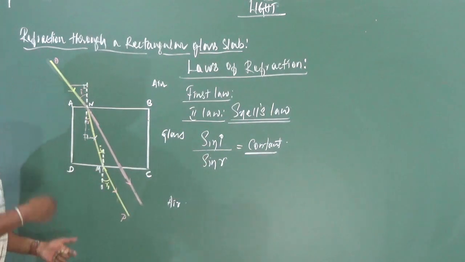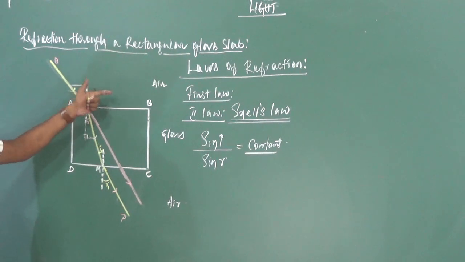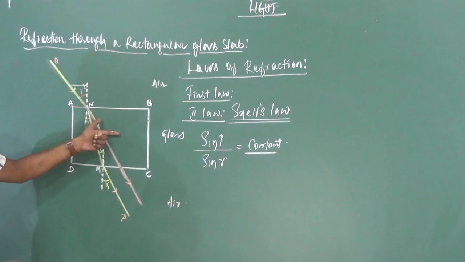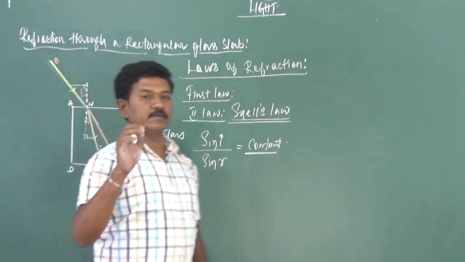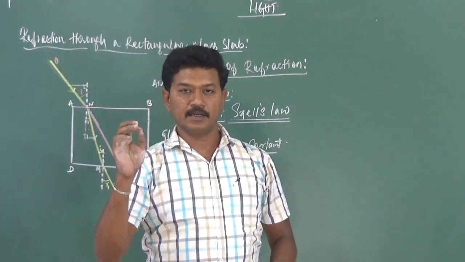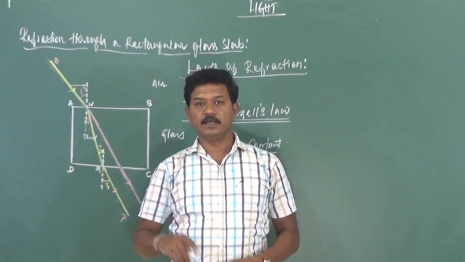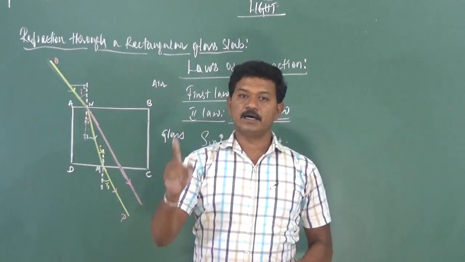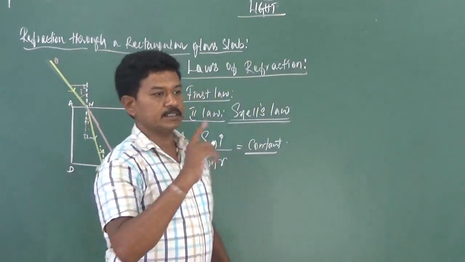Also it depends on the medium which you are using, the two media. Here I am using air and glass. So it depends on the medium also. So sin I by sin R is a constant. The ratio of the sine of angle of incidence to the sine of angle of refraction is always a constant, right, for a given color of light and for the given two media. So what is this constant?